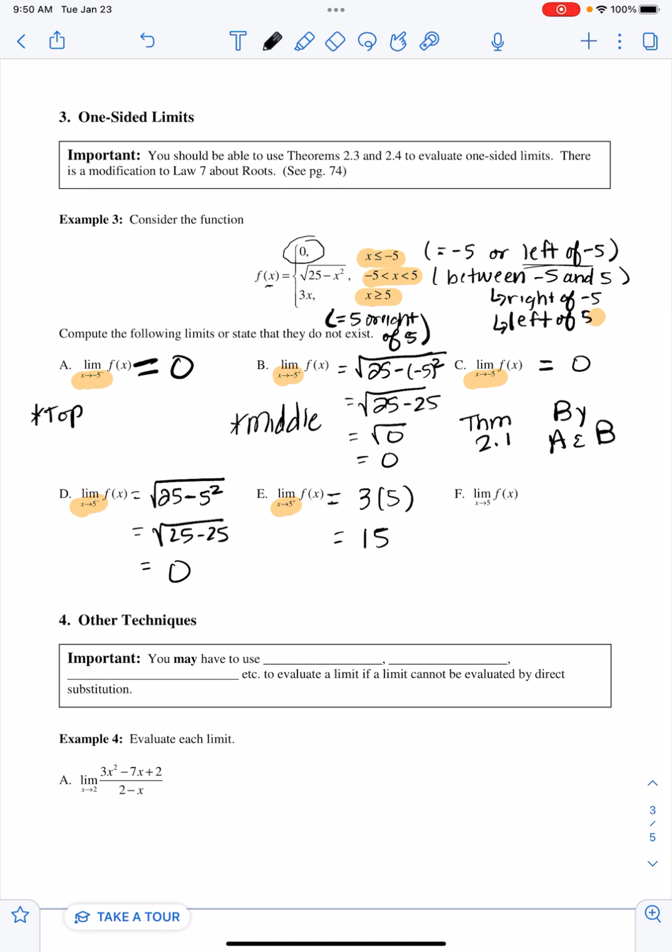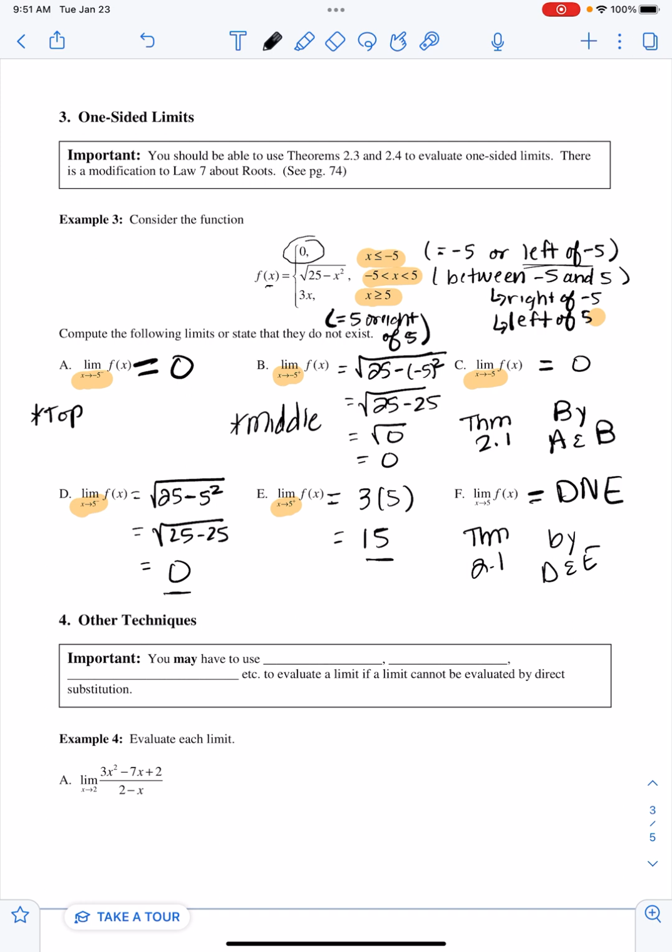Okay, so you want to use that theorem 2.1 again. So we go back and we look at our answers. This time we see that they do not go to the same place on the left and right side. So when they do not go to the same place, we say that the limit does not exist. All right, so that would be by what we just did in D and E.